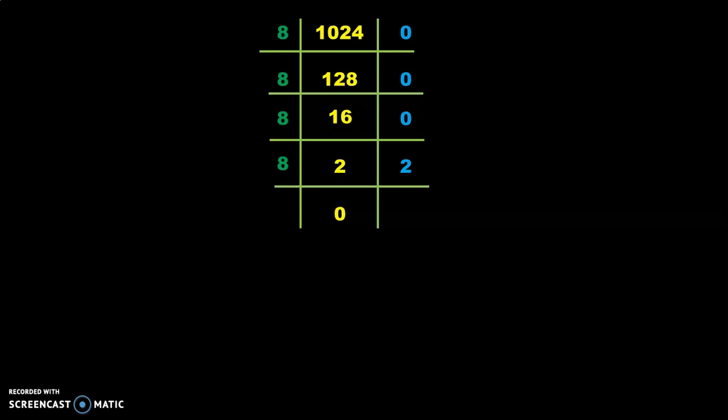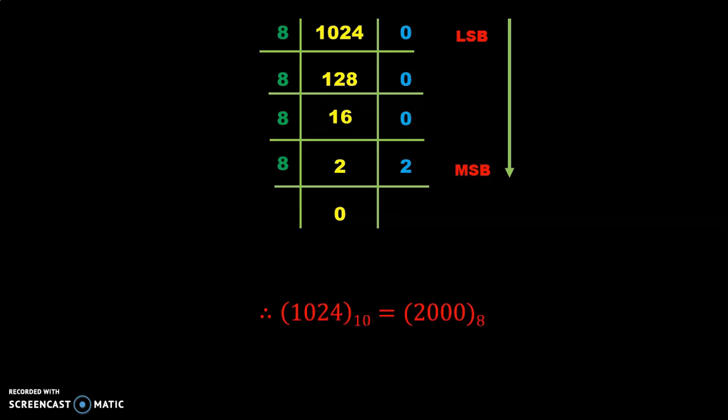So now the remainders will give you the equivalent octal number. Again, it is LSB to MSB, and we write from LSB to MSB. So 1024, that was the decimal number, and the exactly equivalent octal number is 2000. You can notice at this stage that 2 is your most significant bit. So we can write 2000, right?